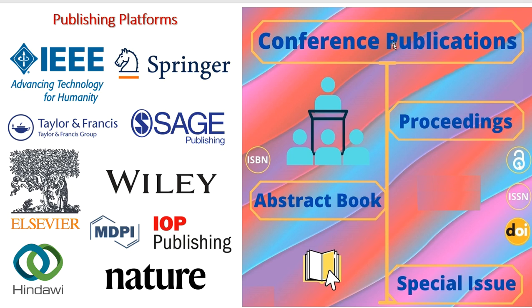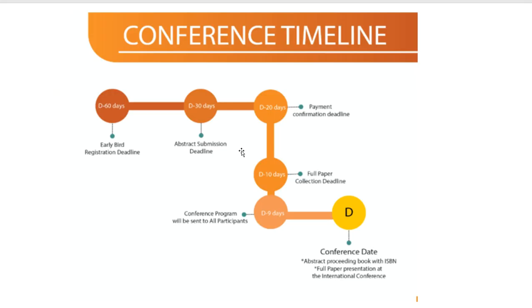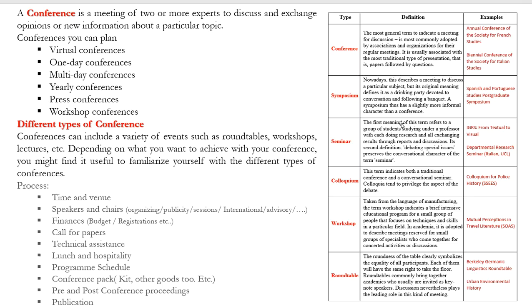The conference chairs conduct the conference sessions in a peer-reviewed publishing manner, either minor review or major review, whatever it may be. Finally, until publication, it goes through publishing companies. These are the major publication companies. Okay, next, the conference timeline.